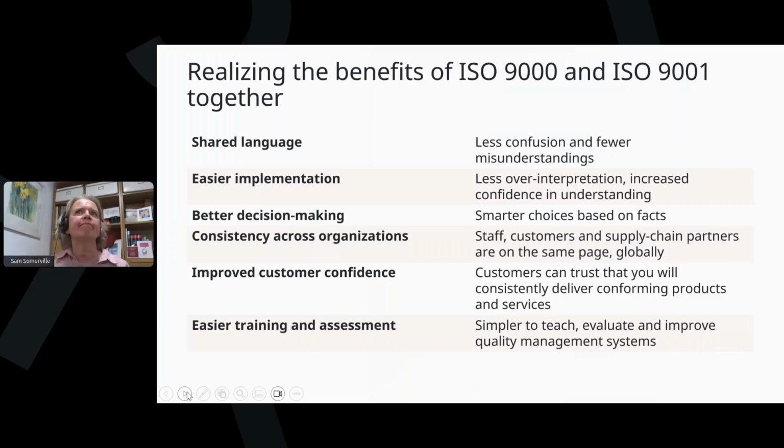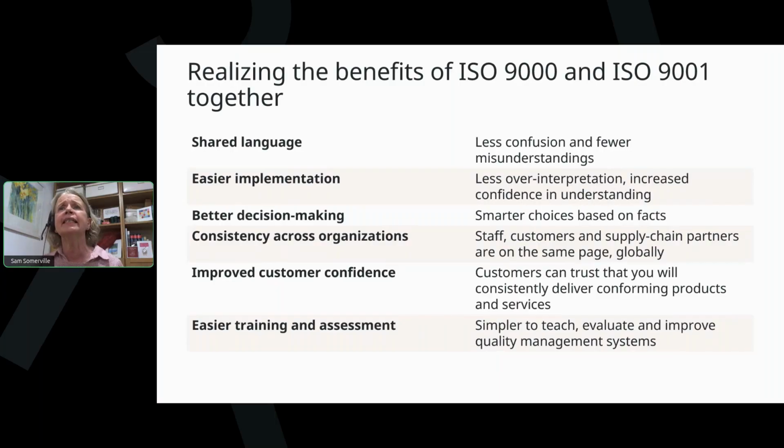Next slide, please. So this is where the value really becomes visible in practice. Using ISO 9000 and ISO 9001 together creates that common foundation for interpretation of the requirements of ISO 9001. And that reduces misunderstanding, and it makes systems easier to implement with confidence. It also supports better decision making because people are working from the same understanding of those key concepts. And it brings greater consistency as well, not just internally, but with customers, partners, and of course, auditors.